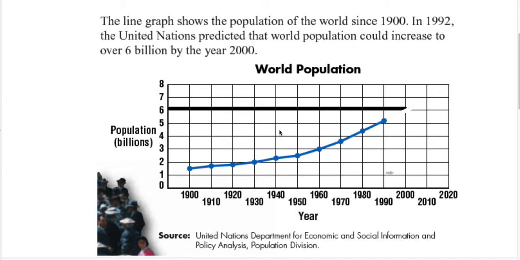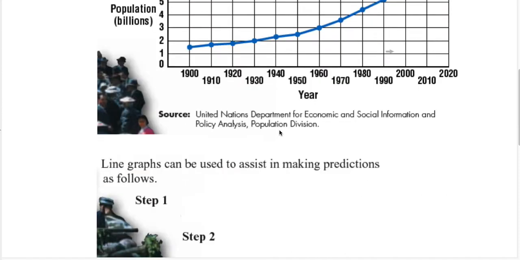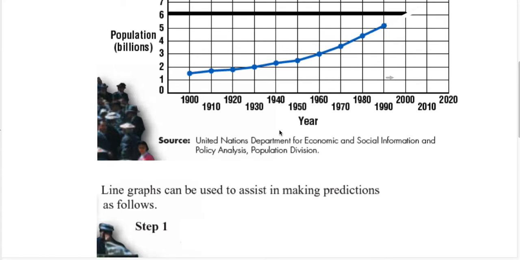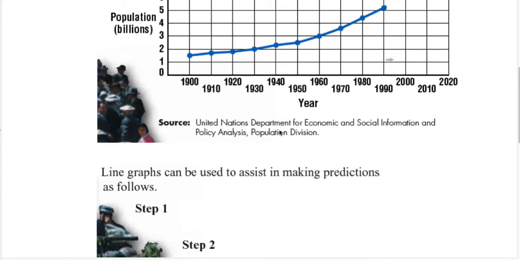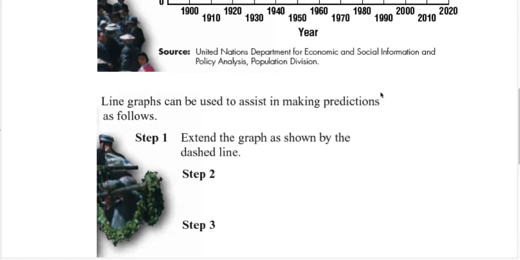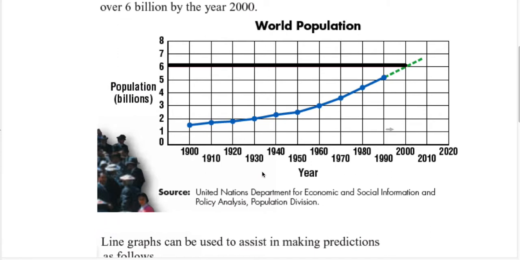How did they predict that? Let's find out. By this graph alone, we can use a prediction. We can use a line graph to predict by following these steps. Step number 1, we want to extend the graph as shown by the dashed line. This is the dashed line right there that we're talking about. In step number 2, draw a horizontal line from the point where the extension intersects the 2000 grid line. So this is your 2000 grid line right here.